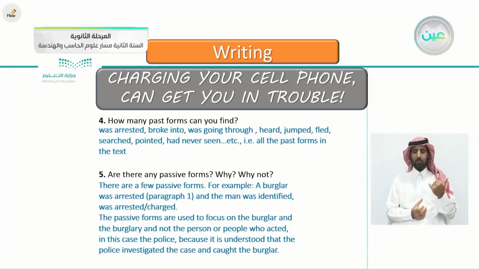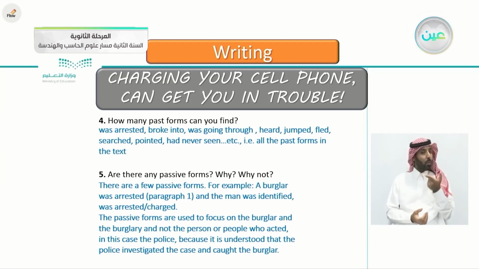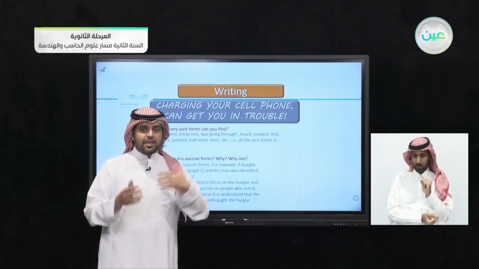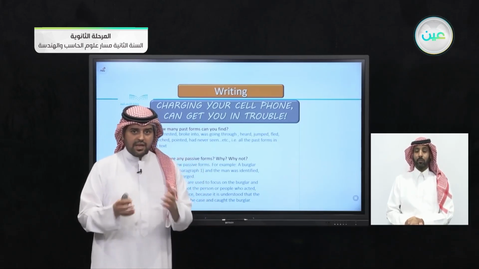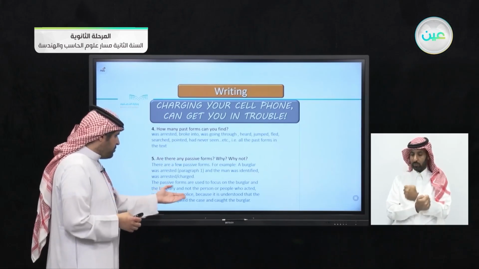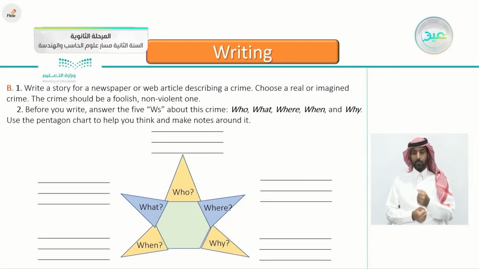Again, the passive forms are used to focus on the burglar and the burglary and not the person or people who acted. In this case, the police, because it's understood that the police investigated the case and caught the burglar. So we know who acted, who caught the burglar. Of course, it's the police because it's very obvious from the story. It's very understood that the people who catch burglars are the police. So sometimes in the passive forms, the doer or the person who acted is very obvious.